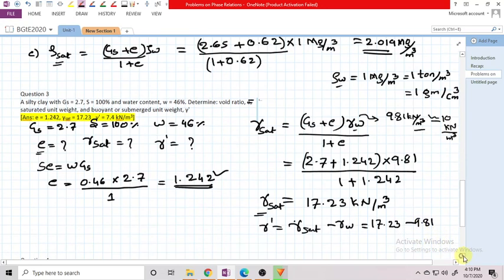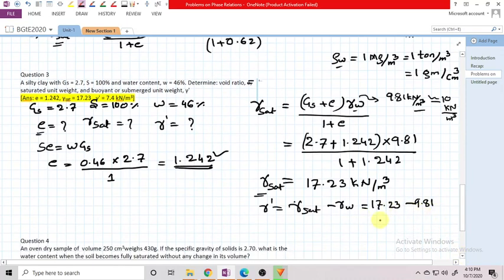Both are okay. If I take 9.81, I will get 7.43 kilonewton per meter cube. If I take 10, then I will get 7.23. There is not much difference between taking 9.81 or 10. So this is gamma dash, which is 7.4 kilonewton per cubic meter.